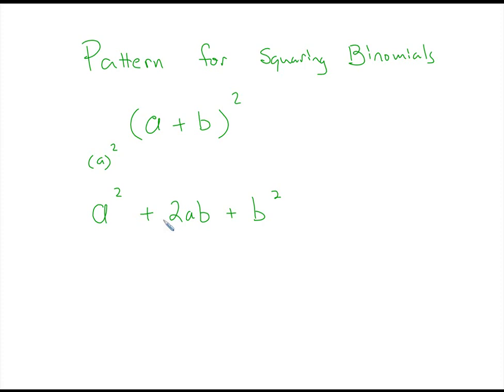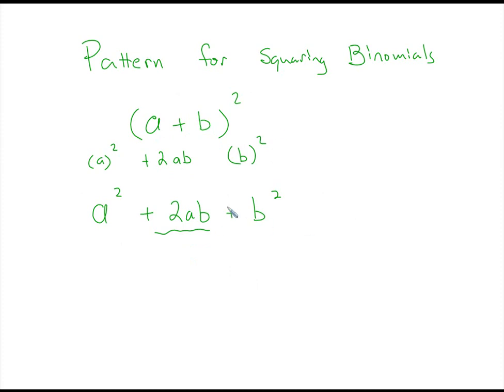To get the middle part, you're going to multiply a and b. So if I take a times b, I get positive ab, because a positive times a positive is a positive. And then you're going to multiply this by 2. So to get the middle part of our answer, multiply a times b times 2. And then to get the last part of your answer, all you're doing is taking b and squaring it. Okay, so this is the special pattern for squaring binomials.